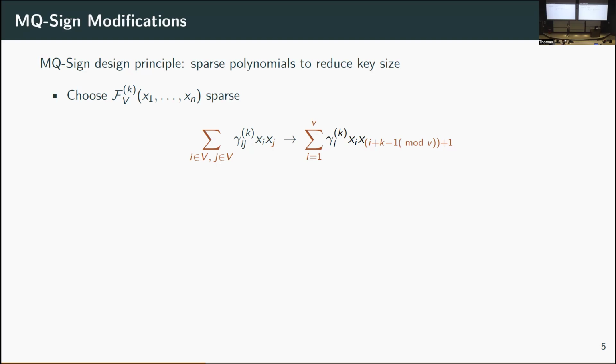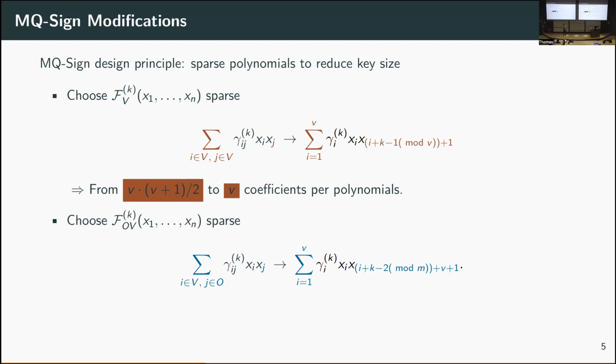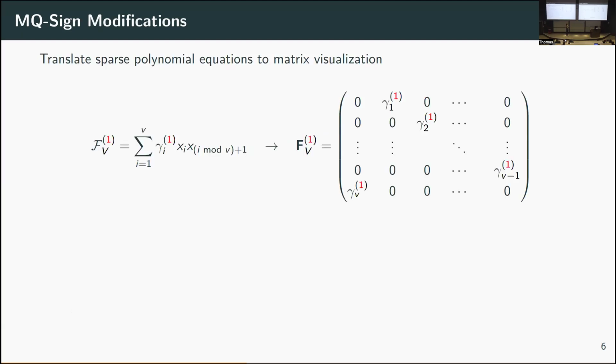We see in a second what that means for the structure of these matrices. But what is important here, by this, they can reduce the number of coefficients from around V squared over 2 to just V coefficients. And a similar thing is done for the oil cross vinegar part, where they reduce the coefficients from V times O many coefficients to just V coefficients. So this reduces the key size a lot.